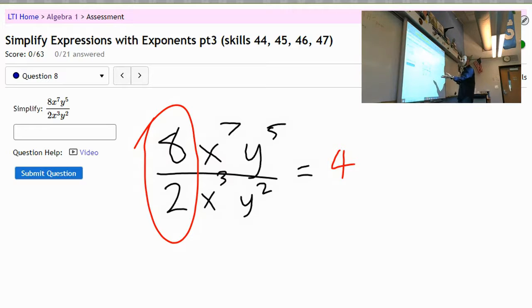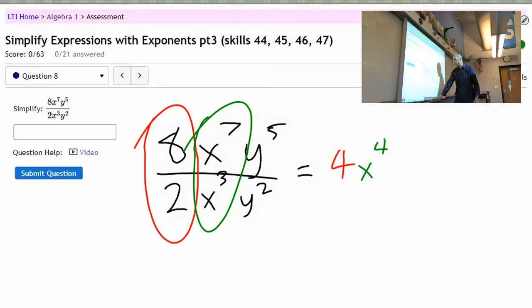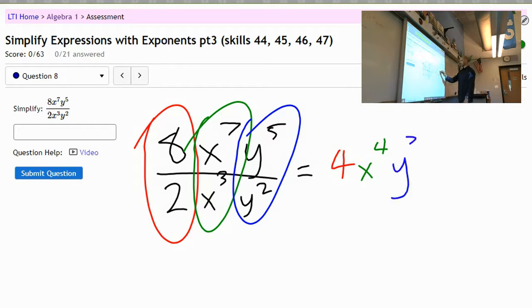Probably we're going to have some more things in the rest of the problem that fall either in the numerator or the denominator. We need to make sure we have stuff for sure in the numerator. These x's both have the same base. It's a division problem. Subtract the exponents. 7 minus 3 gives me my new exponent of 4. The y's both have the same base. Again, subtract, 5 minus 2 is 3.